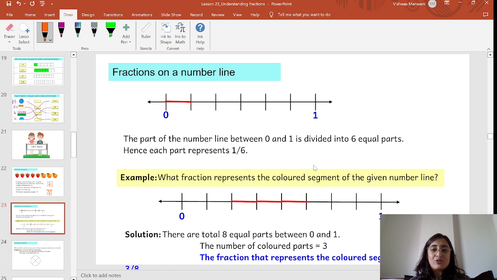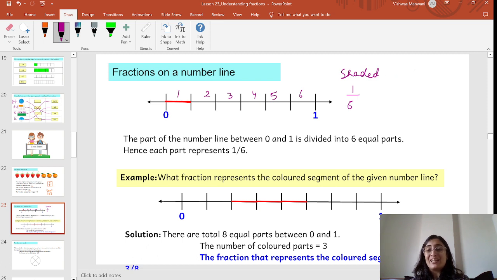Okay, so now here, as you can see, my number line is divided into 1, 2, 3, 4, 5, and 6 equal parts, out of which one part is shaded. So if I ask you what fraction of the number line is shaded, you will give me the answer as 1 by 6, because one part is shaded out of the total 6 parts. So the shaded portion is represented by 1 by 6.